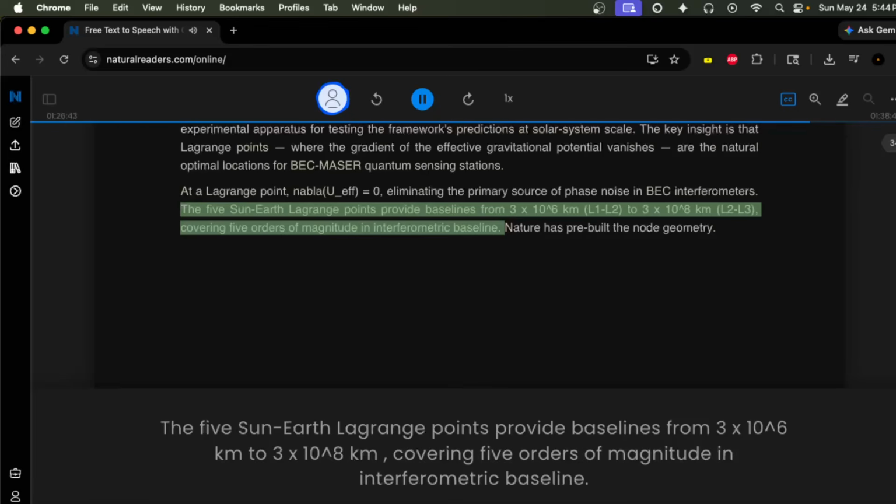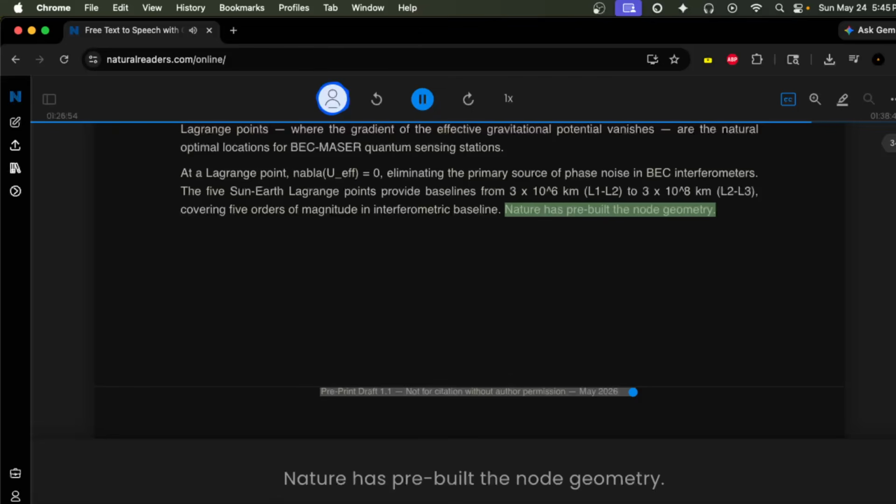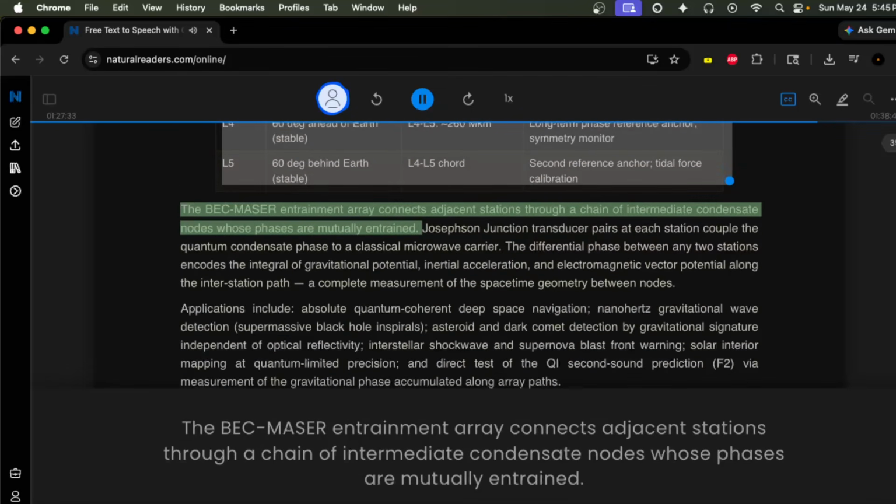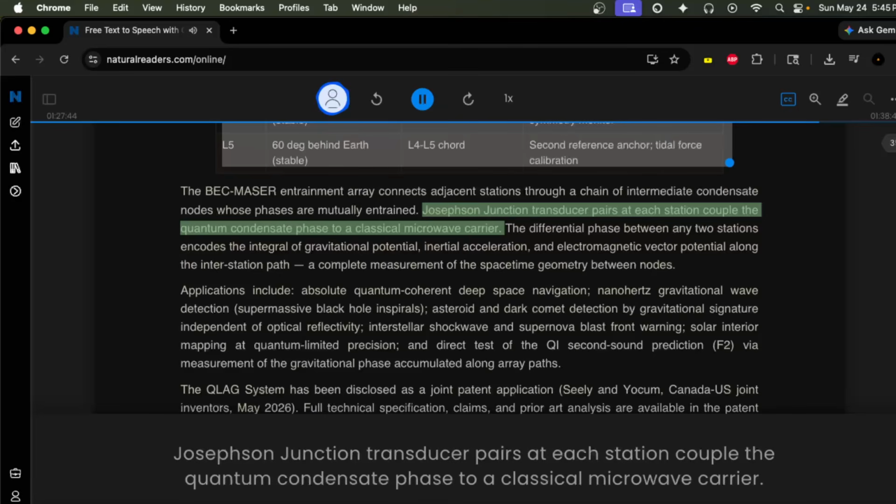The 5 Sun-Earth Lagrange points provide baselines from 3 × 10^6 km to 3 × 10^8 km, covering 5 orders of magnitude in interferometric baseline. Nature has pre-built the node geometry. The Beck-Maser entrainment array connects adjacent stations through a chain of intermediate condensate nodes whose phases are mutually entrained. Josephson junction transducer pairs at each station couple the quantum condensate phase to a classical microwave carrier.